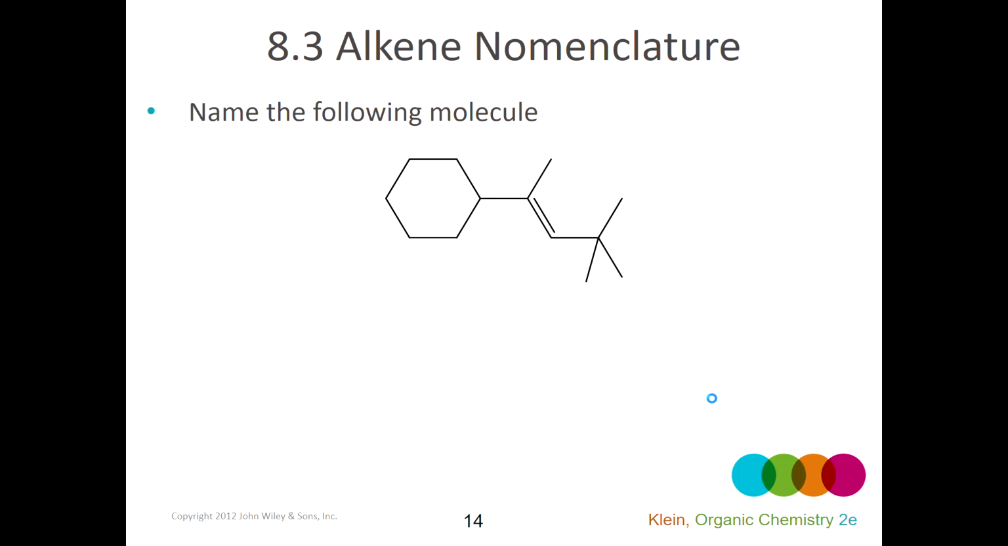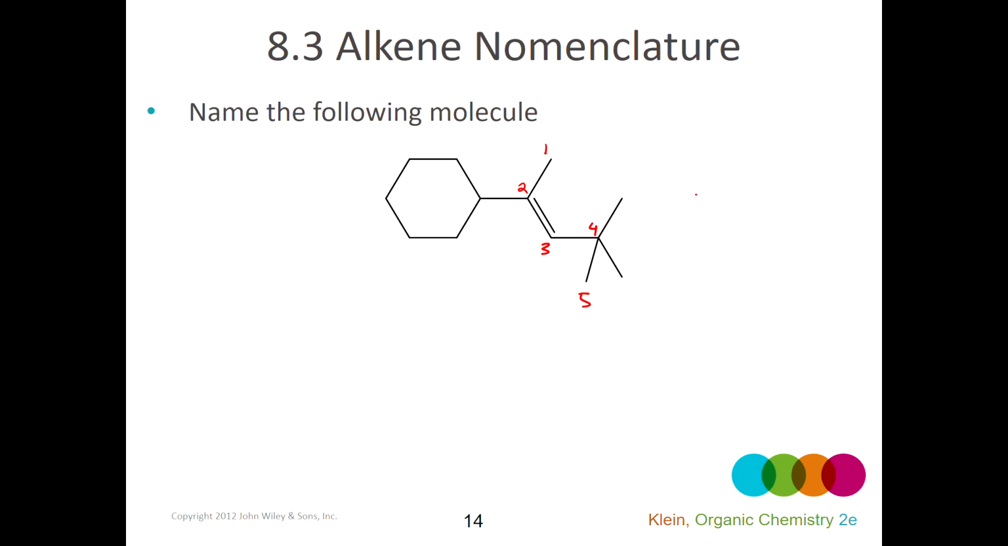All right, so here's an example. I want to name the structure. Normally I might look at the ring as my parent, but since the ring does not include the double bond, I want the parent chain to include the double bond. So the longest chain I can make that includes the double bond is 5, right? Once I get to 4, any one of these carbons could be carbon 5.